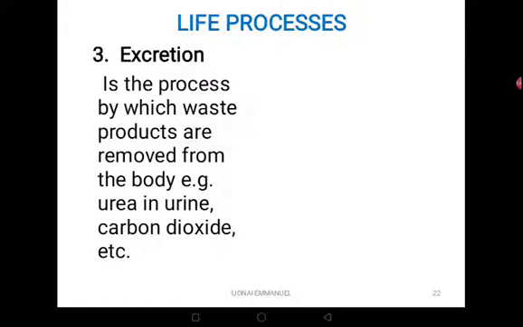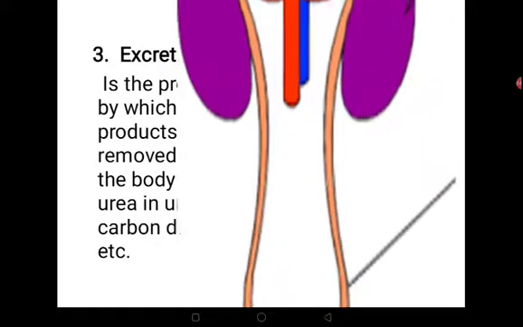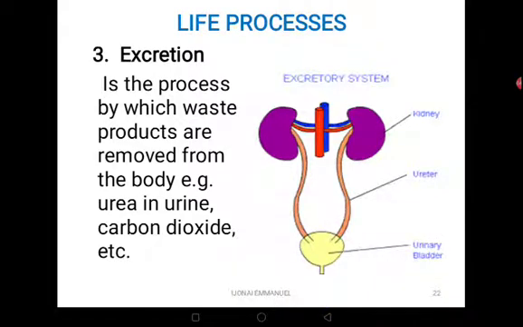Our third process here is what we call excretion. Members, what is excretion? This is a process by which the waste products are removed from the body. For example, a body is like a factory and there are many processes that take place, producing good things, of course, that the body needs. But also, in the process, other harmful substances are also produced.